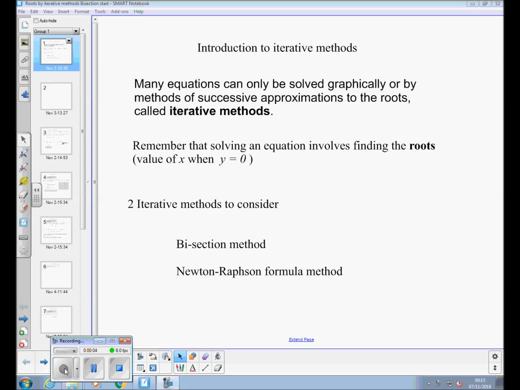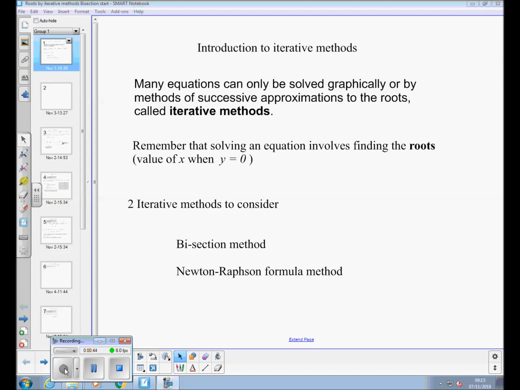Iterative methods. Introduction. Many equations can only be solved graphically or by methods of successive approximations to the roots, called iterative methods. And in actual fact, your calculator is using iterative methods to do many of the things it does, including finding the square root of a number. Because it doesn't have a table stored in memory of what the square root of every single number there ever was is, so it uses its very fast processor to go through the iterative methods that we're going to do today to more decimal places than we're going to do.